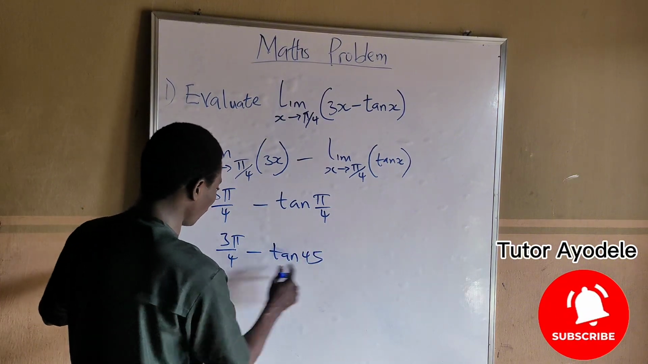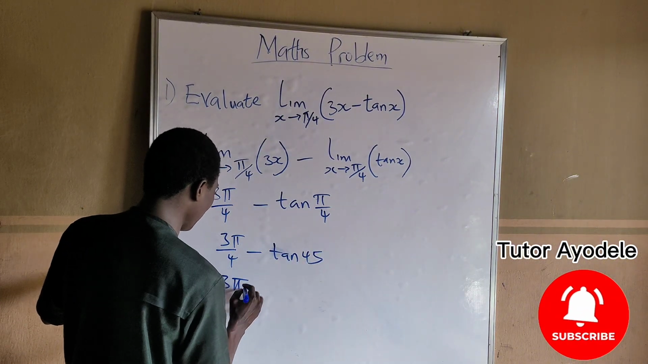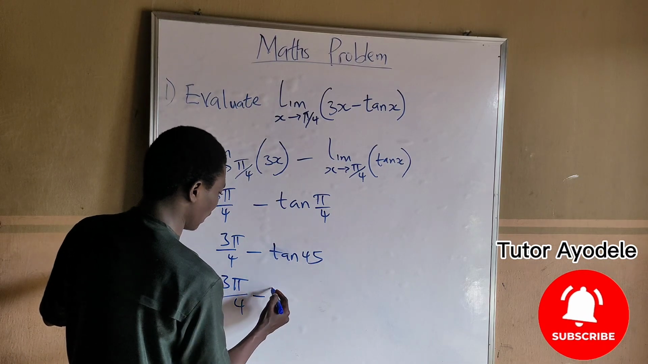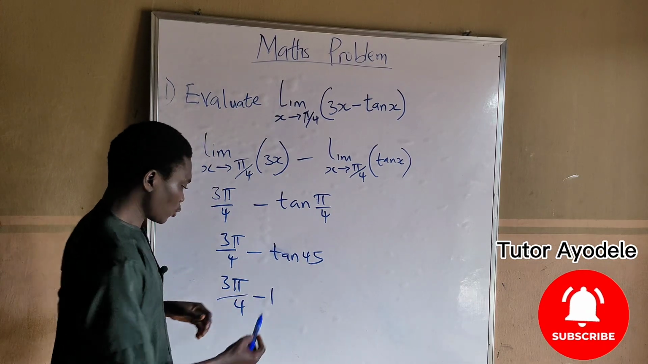So what is tan 45? This will be 3 pi over 4 minus tan 45, which is the same thing as 1. So this is our correct answer.